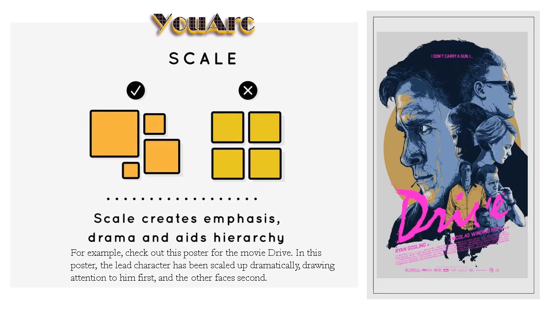Scale is again something which creates emphasis, drama, or aids hierarchy. So all these three things coexist: scale, emphasis, and hierarchy. Check out this poster of the movie Drive. In this poster, the lead character has been scaled up dramatically, drawing attention to him first and the other face second. So we can see the main character is emphasized, creating hierarchy. This particular effect or principle is called scale.